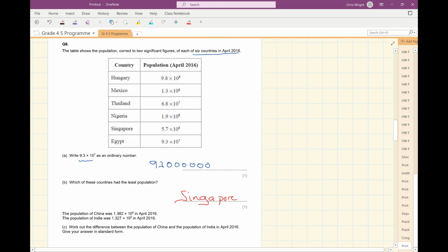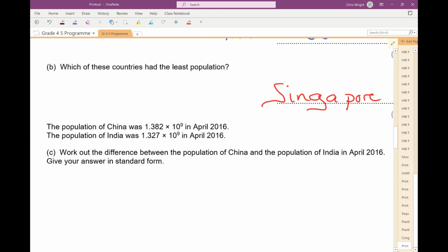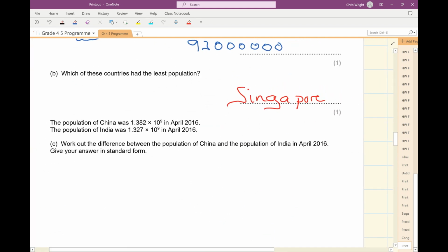The population of China was that. The population of India was that. China, India. Work out the difference between the population of China and the population of India. Well, which one's larger? China. 1.382 times 10 to the 9 minus 1.327 times 10 to the 9.